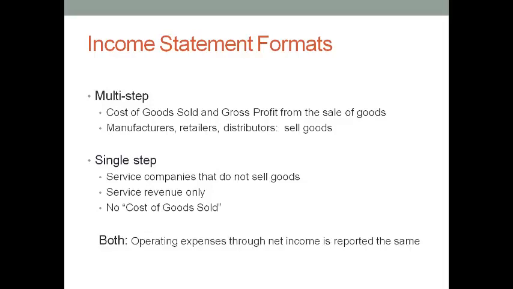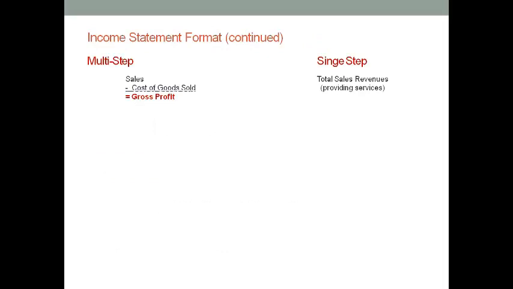One presents cost of goods sold and gross profit, and one does not. Operating expenses through net income is reported in the same manner under both formats. Let's walk through the multi-step income statement and then compare it to the single step.